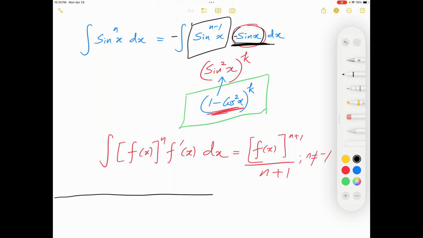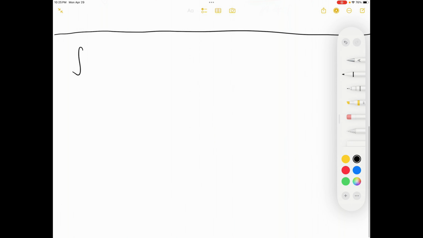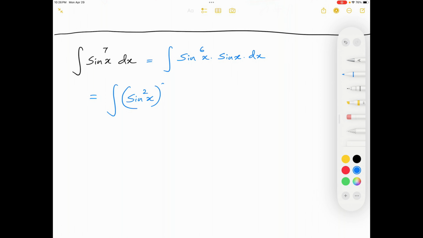Now we will do an example. We will evaluate the integral sine 7th power x dx. As per the instruction given, we need to write it down as integration sine 6th power x times sine x dx. So this is equal to integration sine squared x raised to the 3rd power times sine x dx. So in terms of the language used earlier, our k is equal to 3.